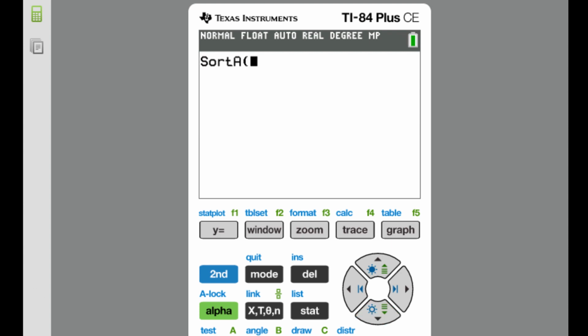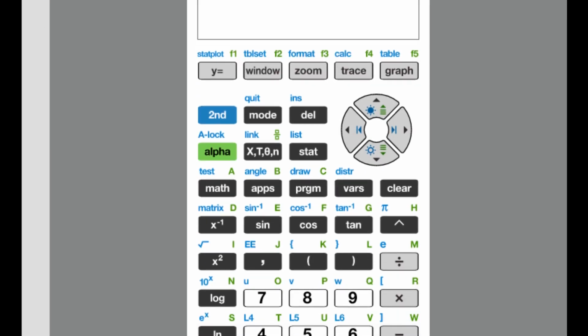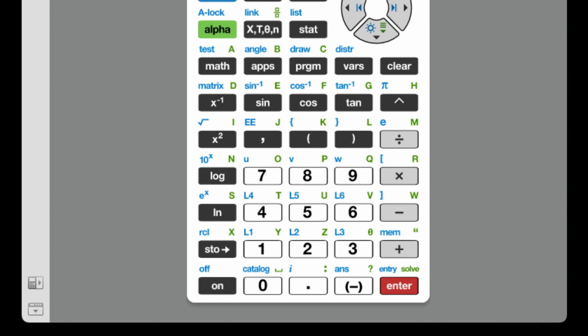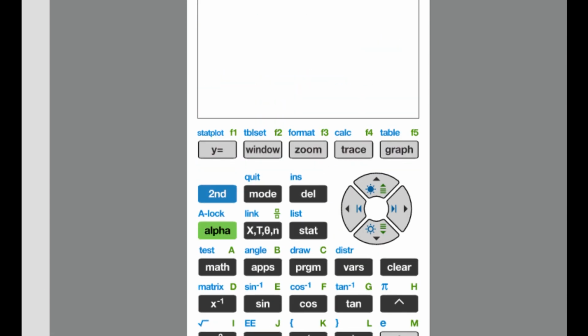Now I have to tell the TI what to sort, what list to sort. I want it to sort list 1. Why? That's where your data is. It's in list 1. You guys okay with that? All right. So how do I get to that list? List 1 is in blue. So I have to get to the blue mode. The only way I get to the blue mode is hit that second key. Thankfully, it's in blue itself. So it's kind of telling me.